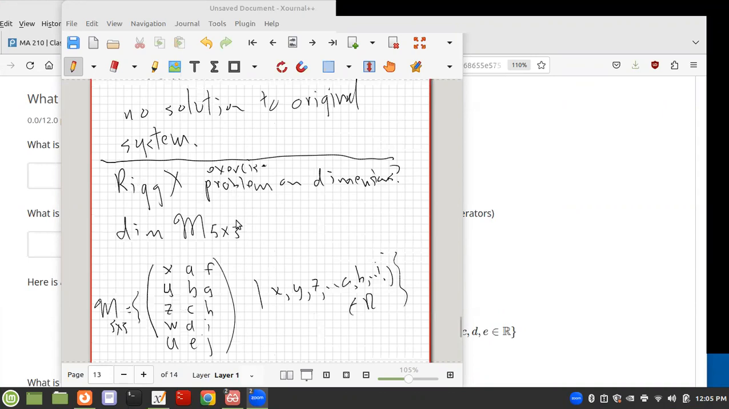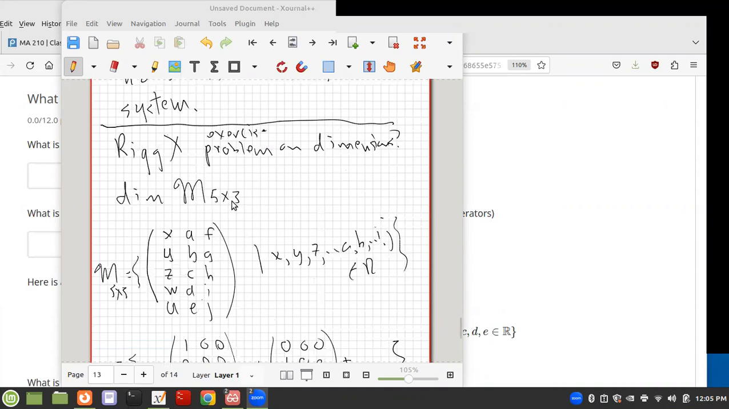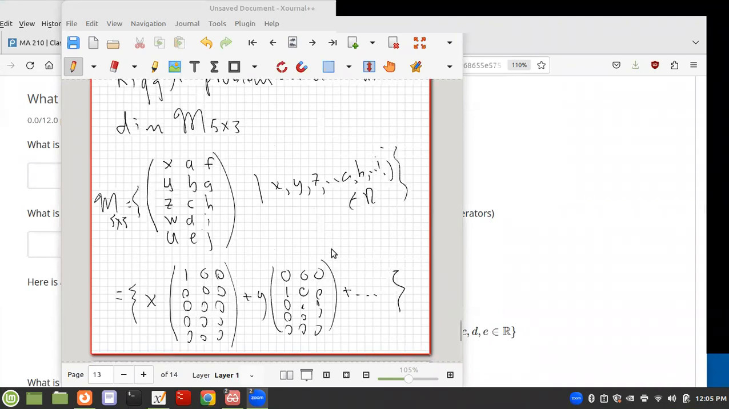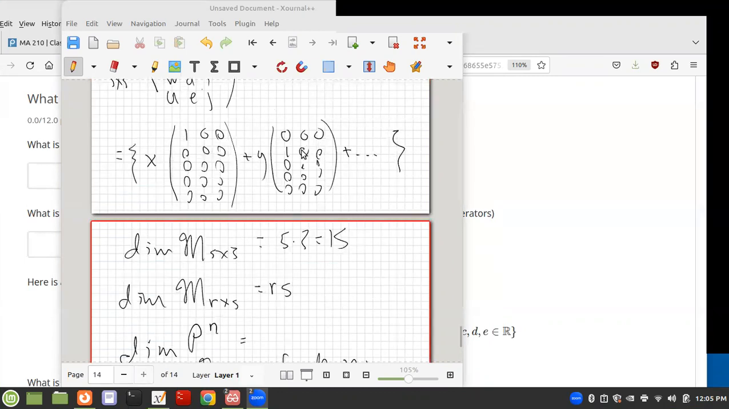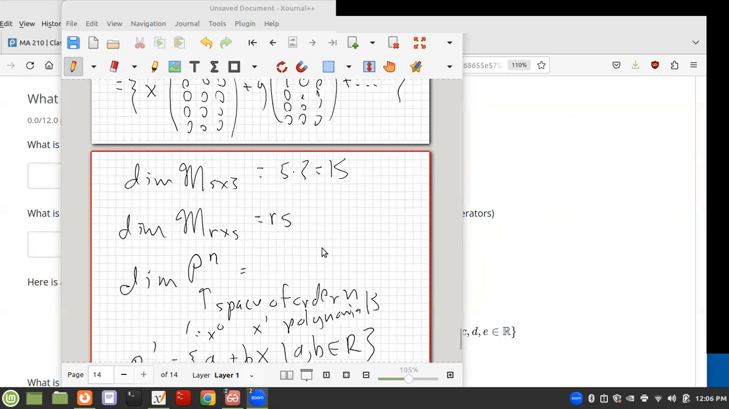The problems on dimensions, and we have asked the question, what's the dimension of M53? M53 is the vector space of all these matrices where I've got all the 15 variables here. And here's a basis where I have a 1 in each slot for each variable. This forms a span, and these vectors are all linearly independent because I can't play one of them off against another: the x appears here, but everywhere else there's a 0. So you can see that the dimension of M53 is going to be 5 times 3, the number of components, which is 15. The dimension of MRS is R times S.